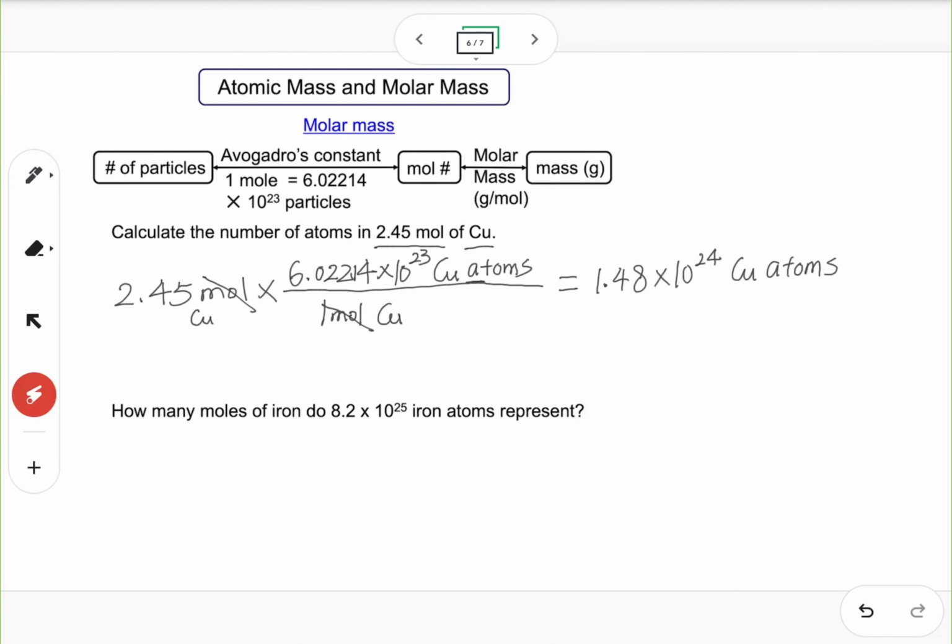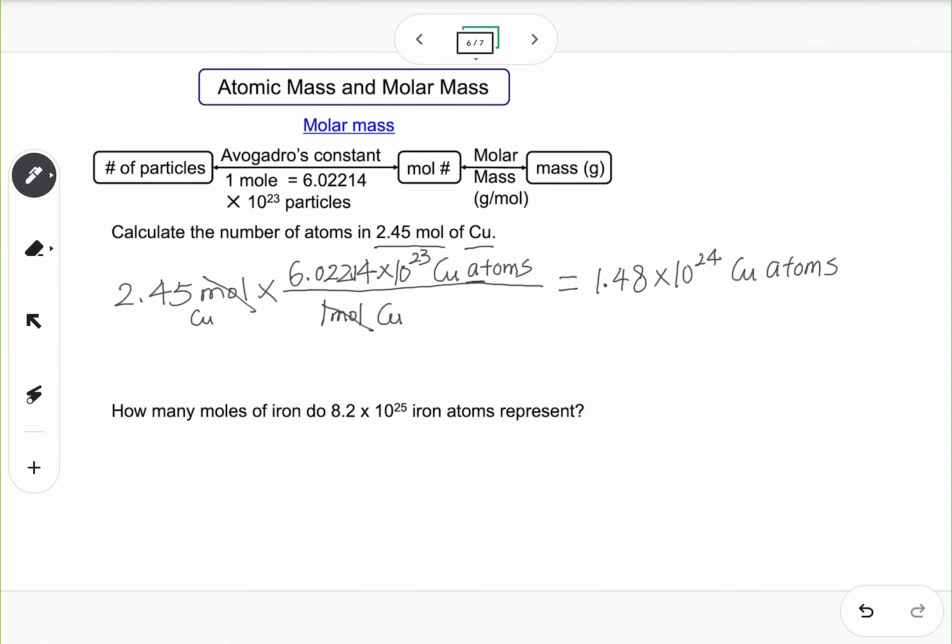Second practice, how many moles of iron do this many iron atoms represent? In other words, you know the number of iron atoms. It asks you to calculate how many moles you have for this many iron atoms. Again, we need to use Avogadro's constant, but in the opposite way. In the previous problem, we did the calculation in this direction, but in this question, we're going to do the calculation from your left side to right side.